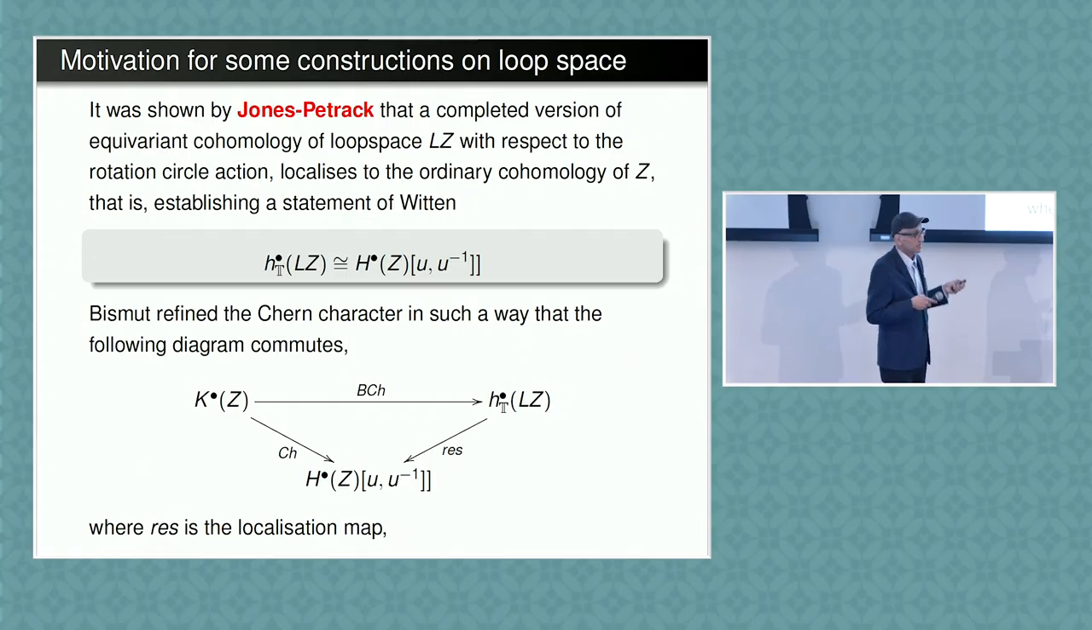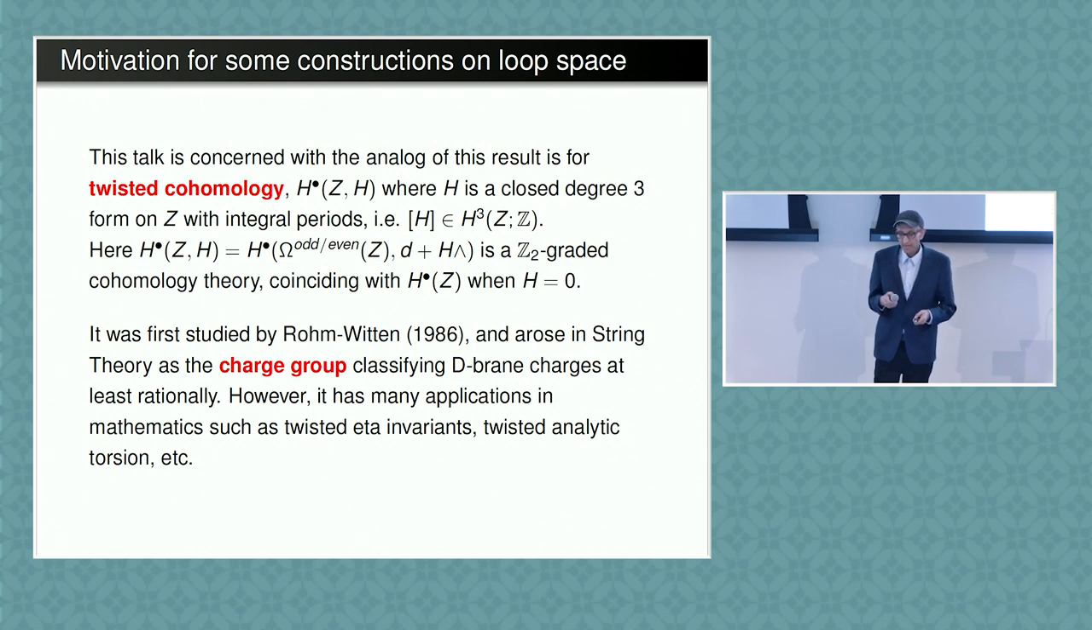So during my talk, I'll give more details, but anyway, Bismut refined the Chern character in a way that this diagram commutes. This is what I was saying in words before. You have a map from the K-theory of Z to the cohomology. This is the usual Chern character. He lifted it to a Chern character which takes values in the equivariant cohomology of loop space. And finally, the relation is localization, which makes this diagram commute.